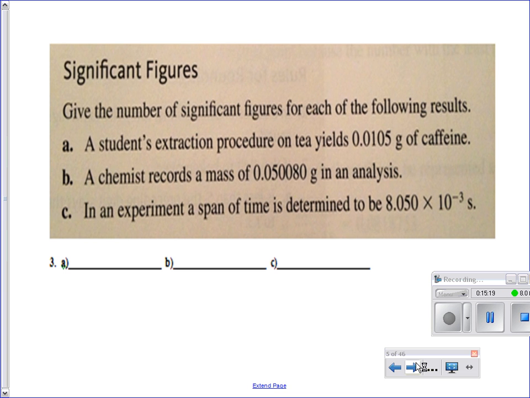All right, so easy. How many sig figs in A? 3. How many sig figs in B? I'm hearing dissension. 4 or 5. Which one is it? 5. Good. Why? Who said 4? Don't tell me who said it, but I'm figuring the person who said 4 was because of those. A trailing 0 with a decimal is important, okay? And then in an experiment, a span of time is determined to be 8.05 e negative 3. How many sig figs? 4. 1, 2, 3, 4. All right, I think you all got that.